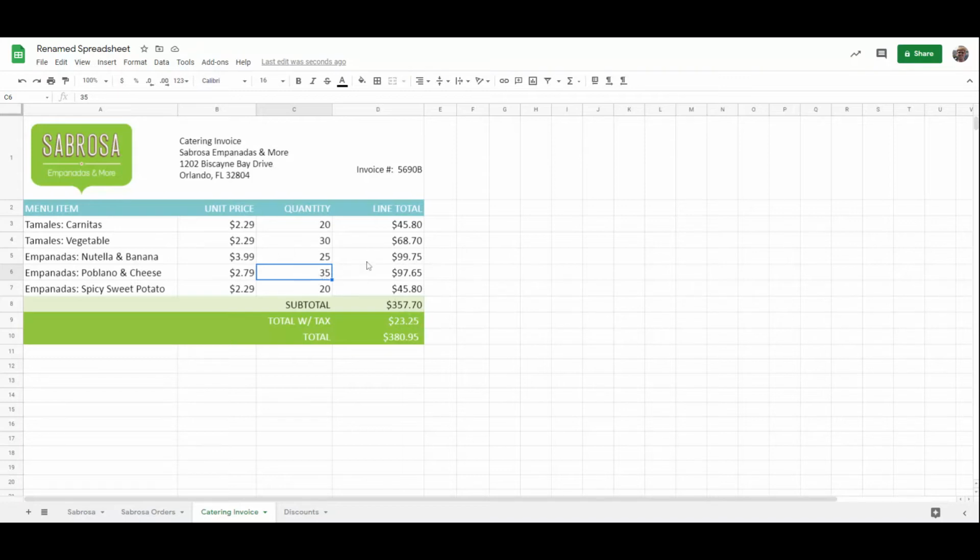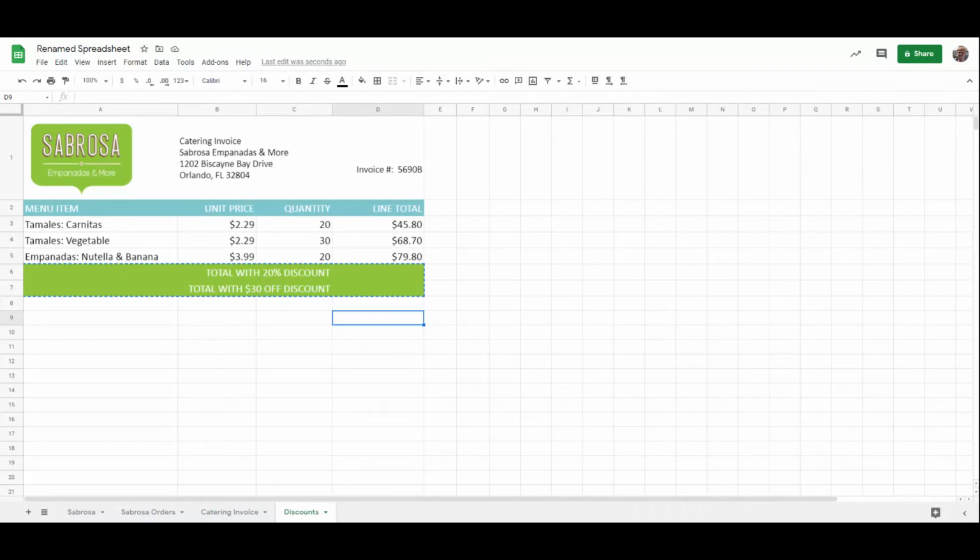And the line total, the subtotal, the tax, and the total all are recalculated rather instantaneously once I put in that change in quantity. Let's say that Sabrosa found some discounts. So in this case, they need to figure out what the better deal is. Are they going to want to go with a total with a 20% discount? Or are they going to go with a total with $30 off the discount?